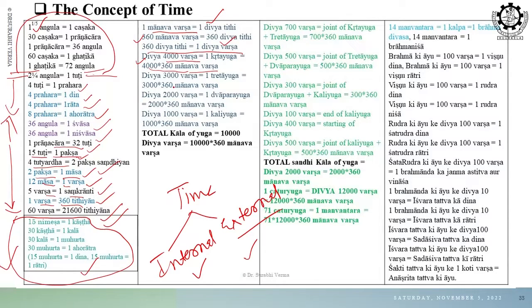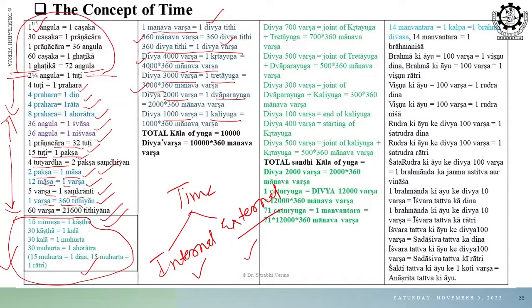In the same way, we can have 3000 Divya Varshas as Treta, 2000 as Dwapar and 1000 as Kali. This is how our understanding dates the 4 yugas. In one cycle of 4 yugas, this is what we have. After this also, there is a joining period.